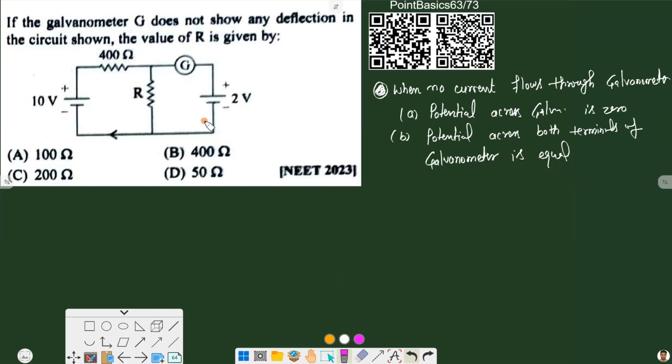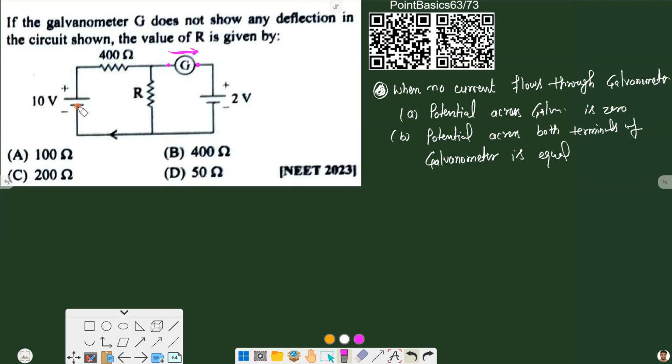The basic condition is that there is no current flowing inside the galvanometer; only then will it show no deflection. Now, no current means either these 2 points are at zero potential or they are at equal potential, and we know for current to flow there needs to be a difference in potential. As there is no difference in potential, there will be no current flowing.